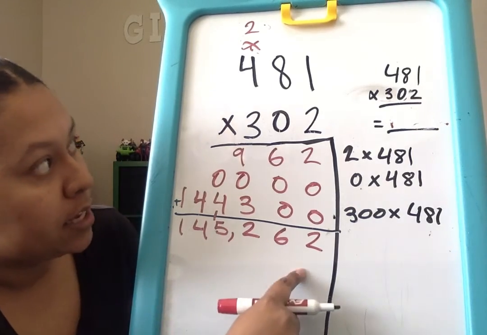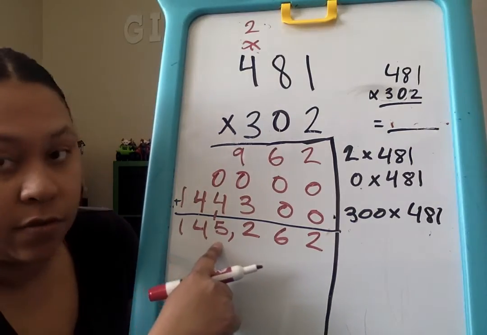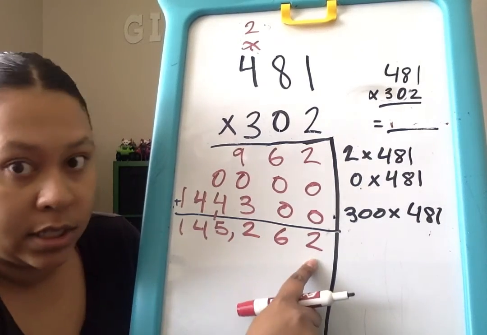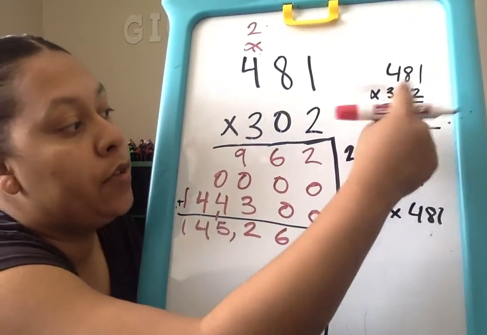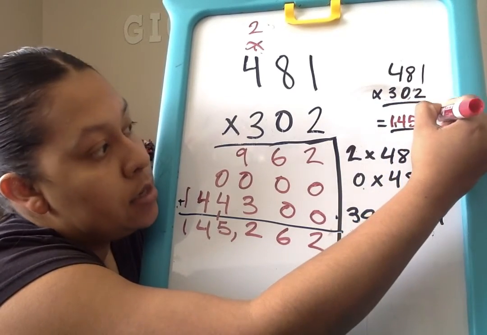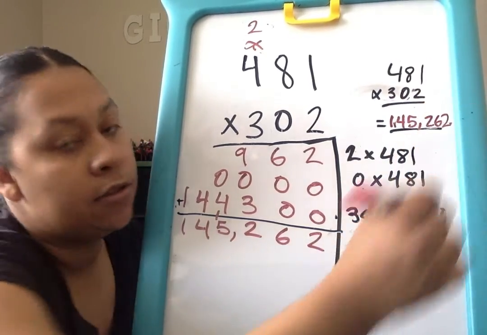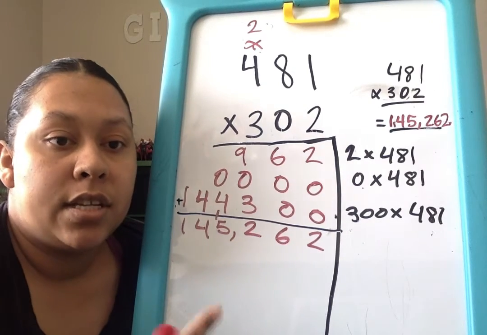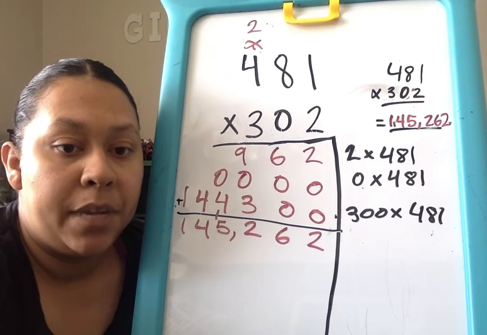So now we have our final answer. We have 145,262, which you need to plug in over here as well. 145,262. Okay, so that's problem A and problem B.